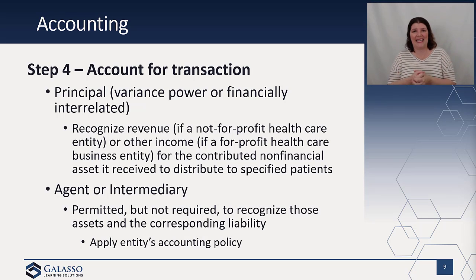If you're acting as an agent where you're just facilitating it and you don't have the ability to change who receives it and you're not financially interrelated with the other organization, then you are permitted but not required to recognize those as an asset and liability. So typically what would happen is, say it was just cash, right? So the organization would receive cash, we would debit cash, and then we would credit a liability, and that liability was to the beneficiary. And then when we gave it to the beneficiary, we would reduce the cash, obviously, and reduce the liability. So we would be able to just clear them out. So it's a balance sheet only transaction.